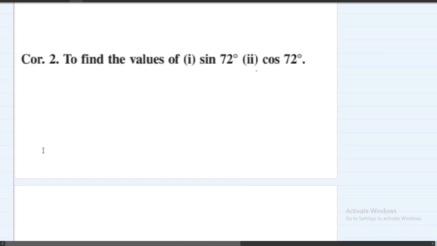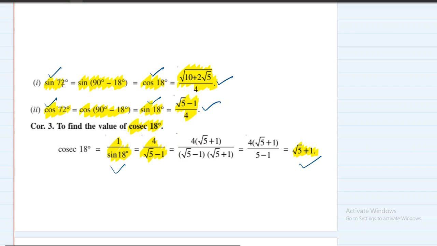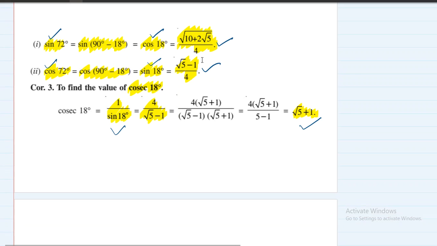Okay, the next is we have to find the value of sine 72 and cos 72. Very easy. See, 72 is the complementary angle of 18. So sine 72 is sine of (90 minus 18), which is sine (90 minus theta), which is cos theta, or cos 18. And we just found the value of cos 18. So sine 72 is equal to cos 18. Similarly, cos 72 is equal to sine 18 with the help of the complementary relation, which we also found in the previous part, (√5 minus 1) by 4. So sine 72 and cos 72 are ready for you.